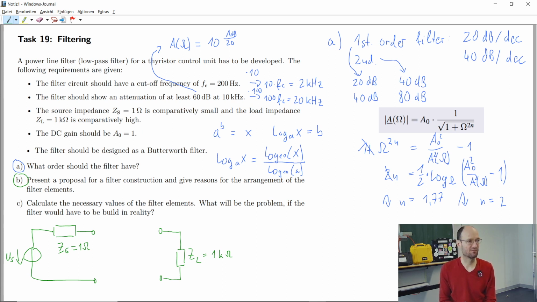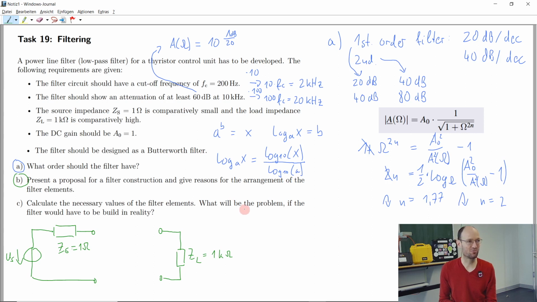Any ideas? And it should be a second order filter. So second order filter means how many filter elements do we need? 2. And so what would be good is to have some inductor and some capacitor, and it should be a low pass filter at the end.